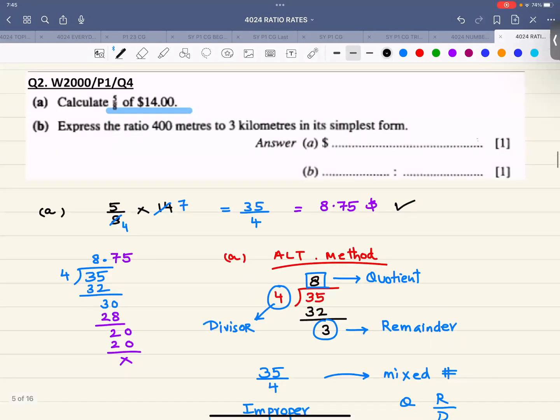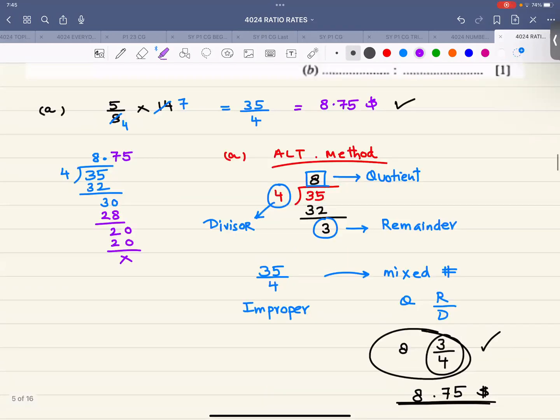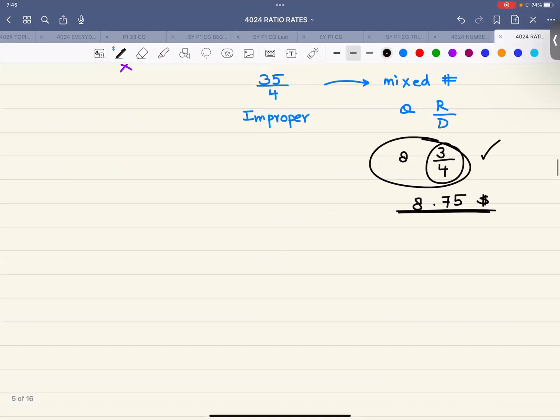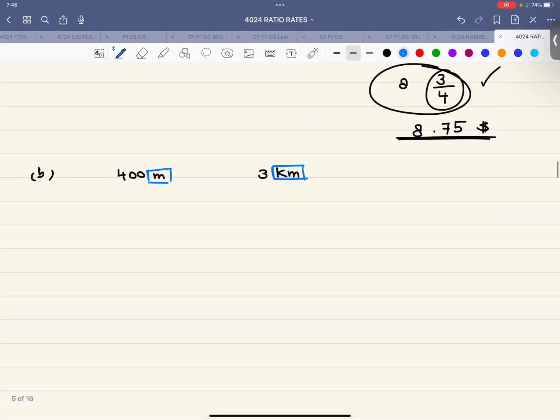Now let's look at the second part. Now the second part says, express the ratio 400 meters to 3 kilometers in its simplest form, and this knowledge will also be used in scales and maps. 400 meters to 3 kilometers. Now, first of all, part B, let me write 400 meters. Let me write 3 kilometers. Now, there are two options. Either I can work in meters or I can work in kilometers. Which one is easier?